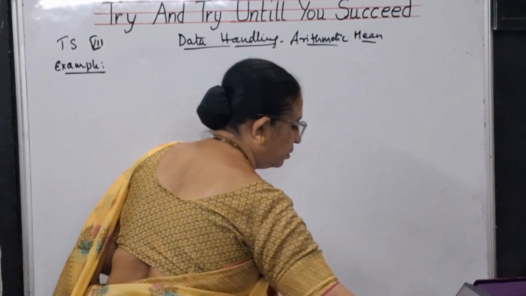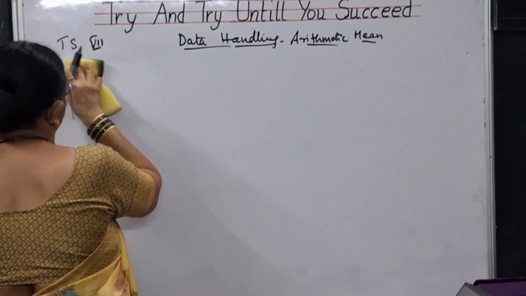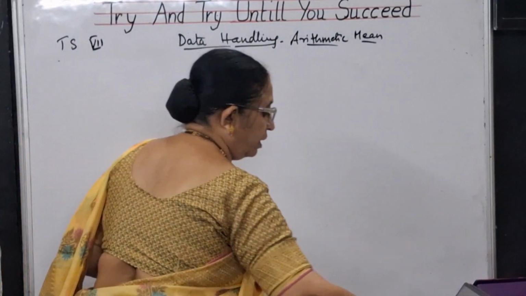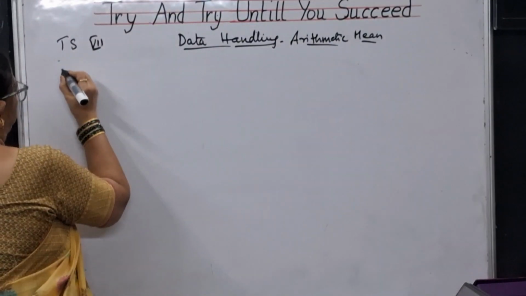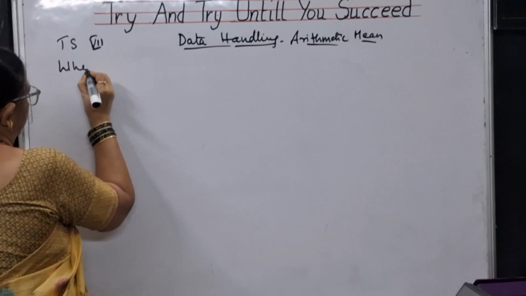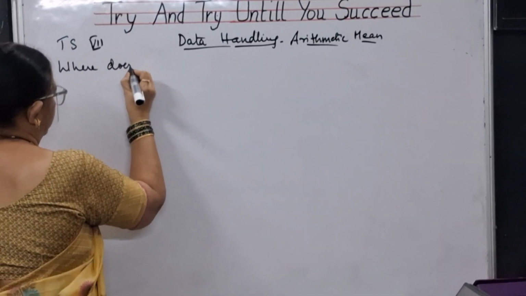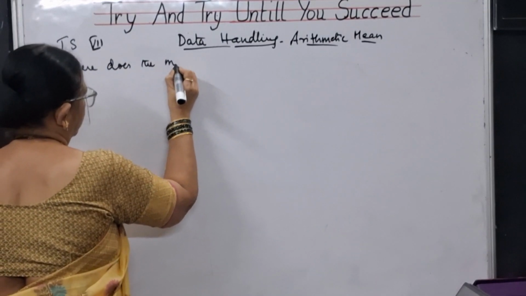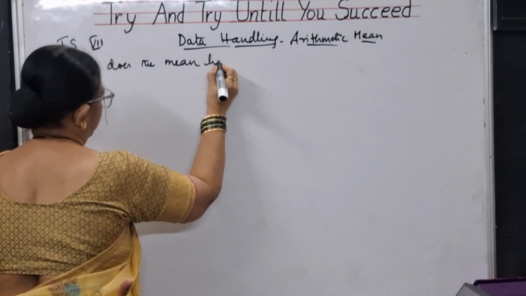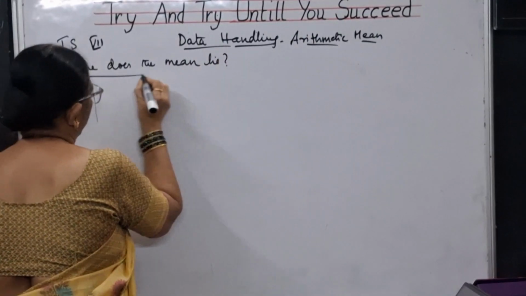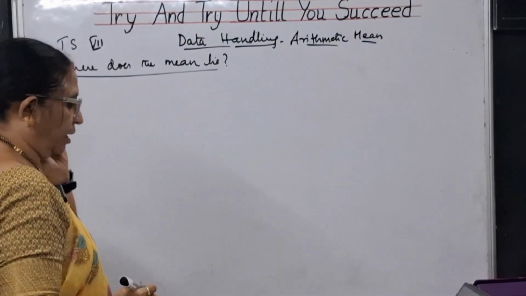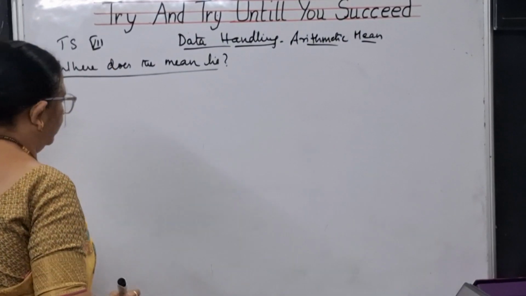Now, the next one is, where does the mean lie? You should understand this also. How can you understand this? This you will understand by using this example.